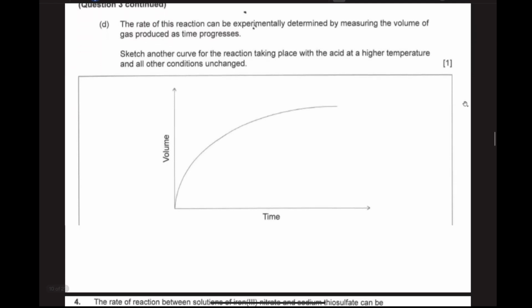Now next, the rate of the reaction can be experimentally determined by measuring the volume of gas produced as time progresses. Sketch another curve for the reaction taking place with acid at a higher temperature. If your temperature is higher, let's say this is the maximum volume that will be released. If the reaction is occurring at a higher temperature, then the reaction will be faster. So it will reach this same volume at a much smaller time, like this. Or maybe I can draw it.